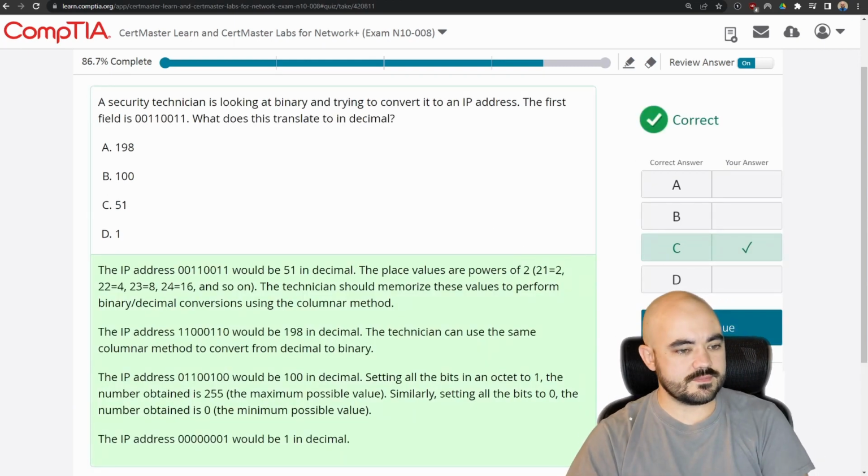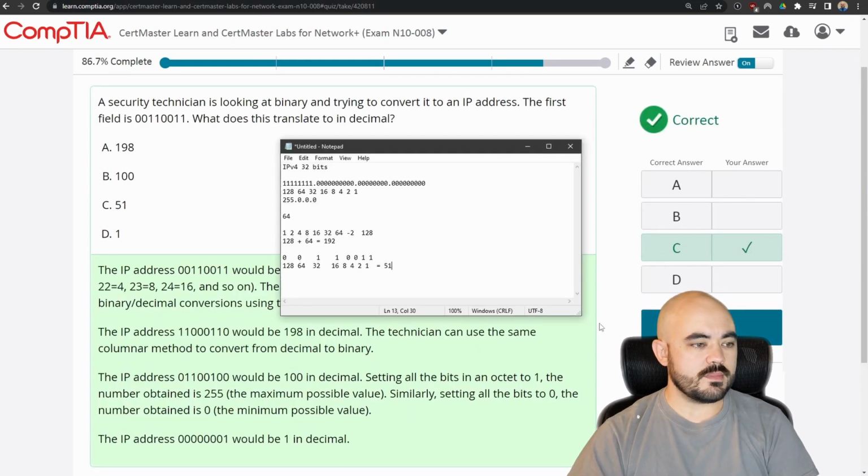All right, that is correct. So basically, every place of this binary number is a power of 2. So 2 to the power of 0 is 1. 2 to the power of 1 is 2. 2 to the power of 2 is 4, and so on and so forth.